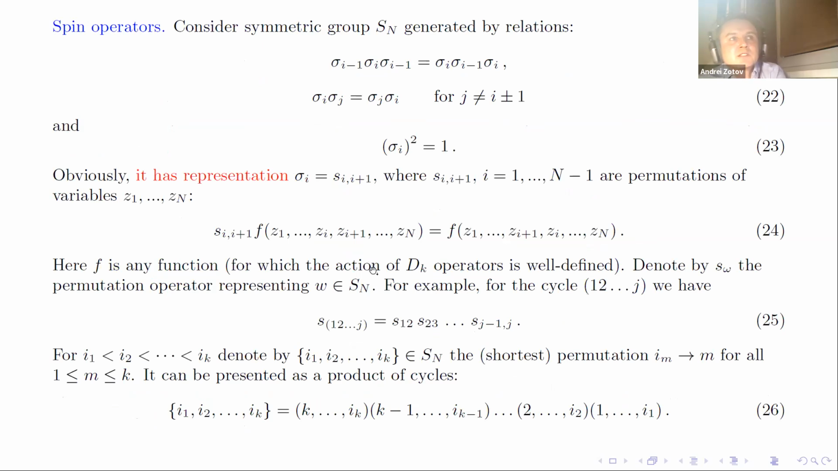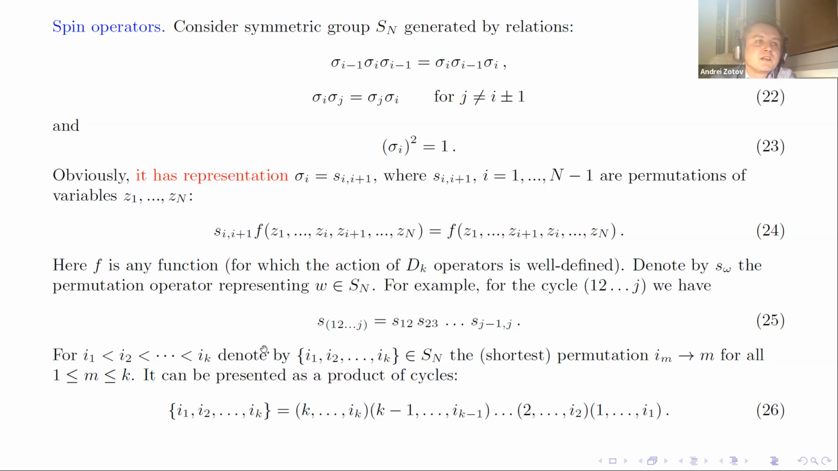So let us discuss the construction of spin operators. For this purpose, consider a symmetric group generated by these relations. These are braid relations, and this is the involution property. Any element of a symmetric group can be constructed by means of these generators. It has a very simple representation, which is given here: each generator corresponds to the permutation of neighbor arguments of some function, and an arbitrary element of the permutation group can then be constructed as a composition of these elementary operators. For example, the cyclic permutation is obtained as a composition of S12, S23, and so on.